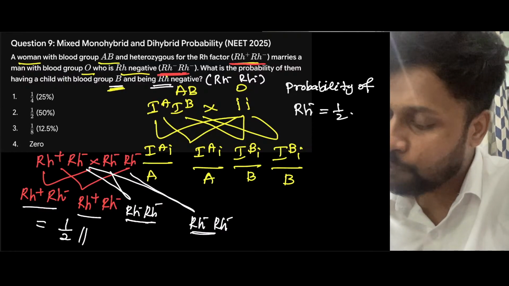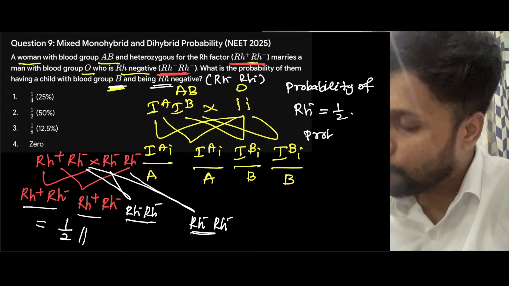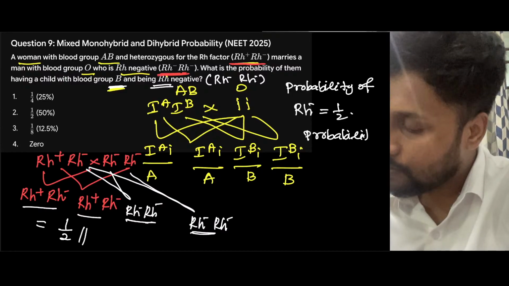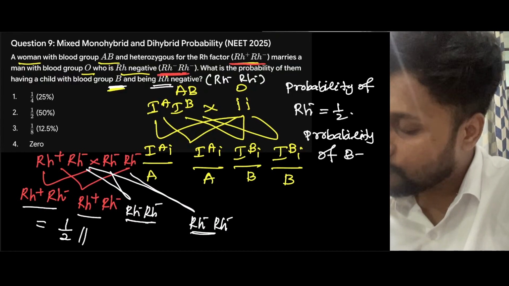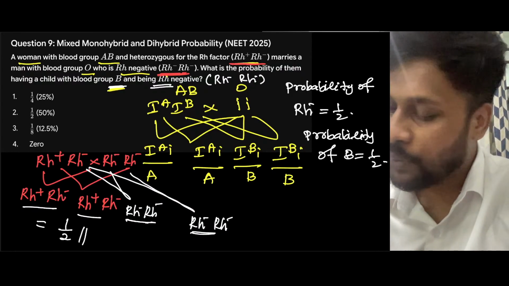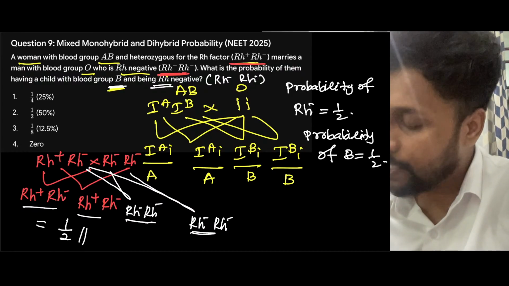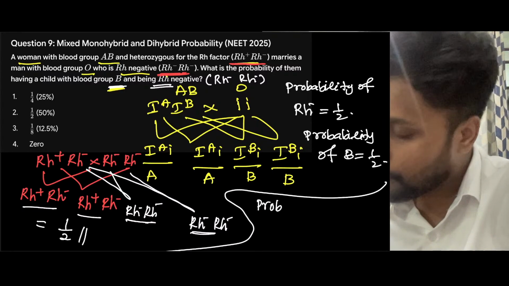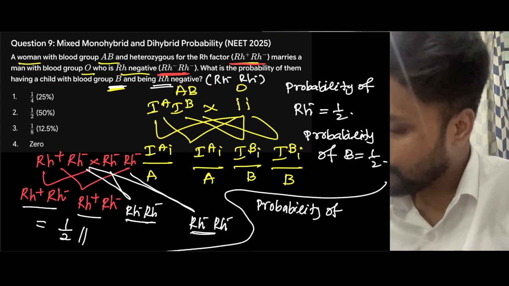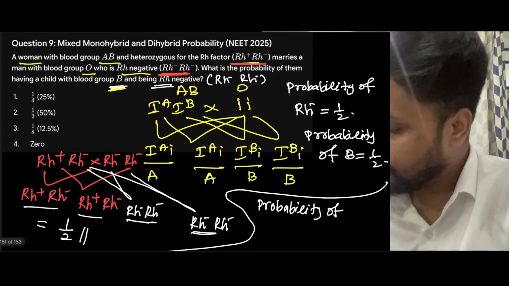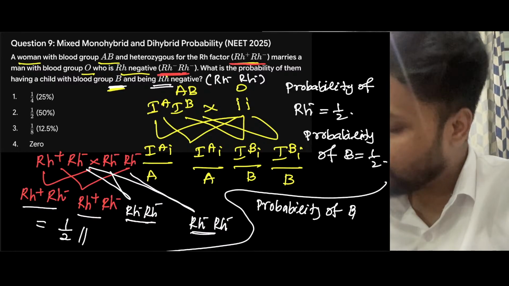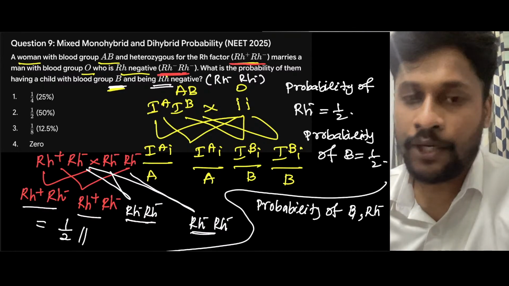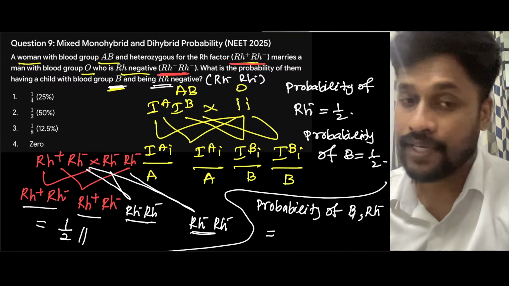Now, what is the probability of B blood group? Probability of B blood group is also equal to 1 by 2. Now, the question is, what is the probability of B blood group as well as RH negative? Probability of B blood group as well as RH negative.